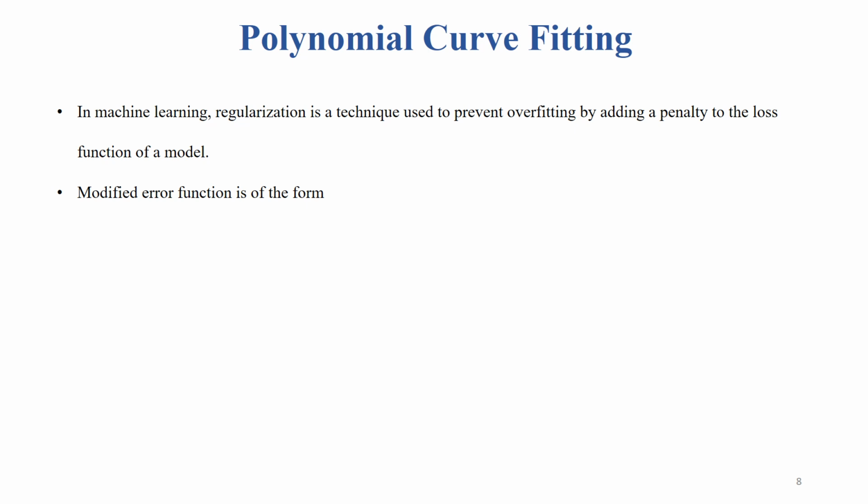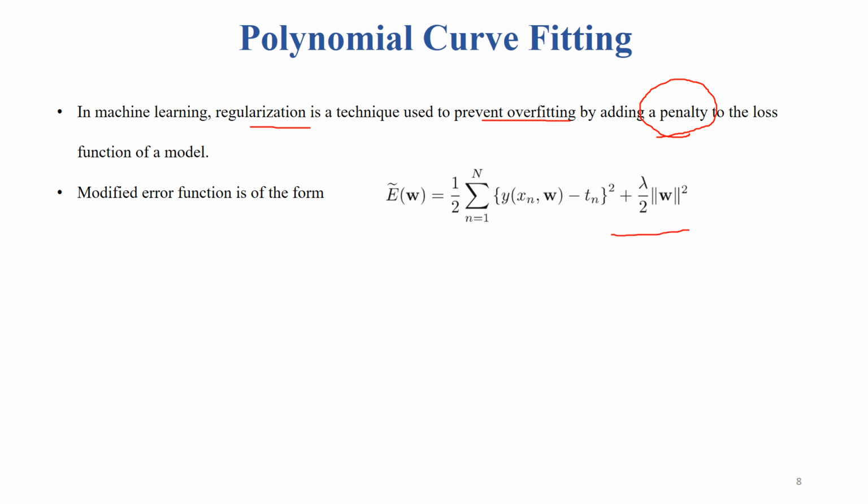In machine learning, regularization is a technique which is generally used to prevent overfitting by adding some penalty to the loss function. And the modified error function is shown here. So in addition to it, we try to add some penalty to the loss function here.